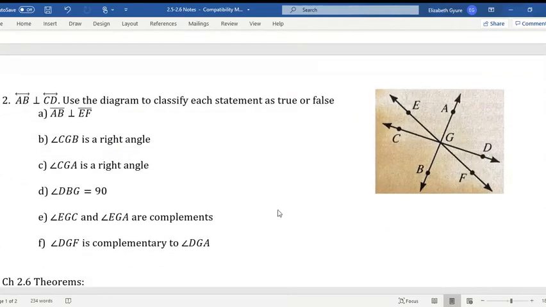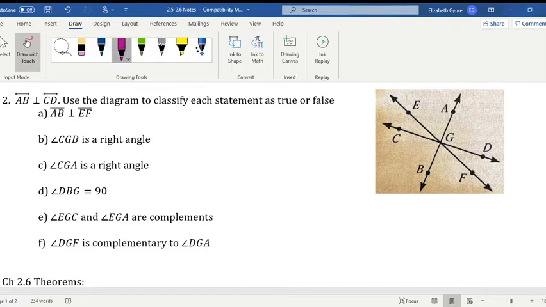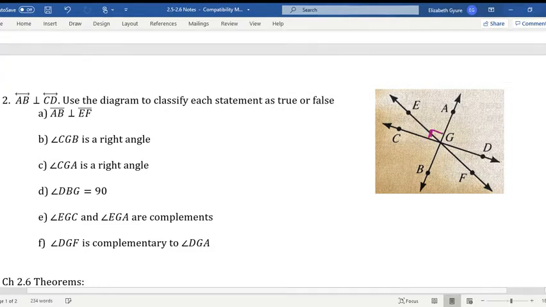So now we got a true false one. It says that line AB is perpendicular to line CD. Use the diagram to classify each statement as true or false. So anytime you're given something like this, please make sure you label your diagram. So line AB is perpendicular to line CD. I'm going to put that on this side since the G is on the other side. And now we just got to go through and determine what is true and what is false.